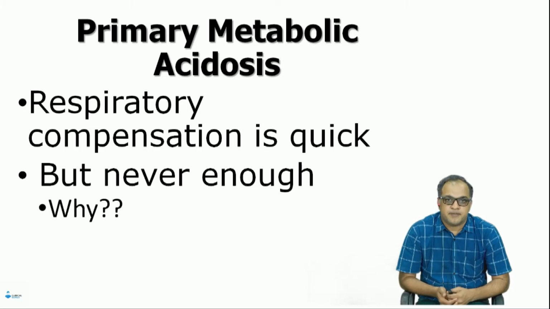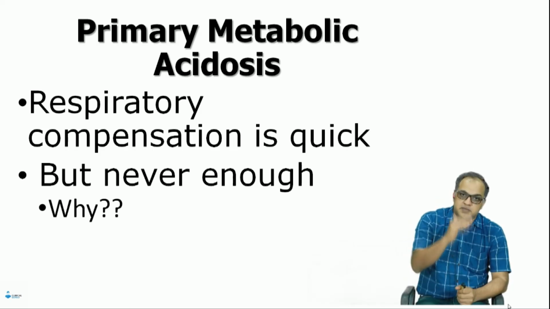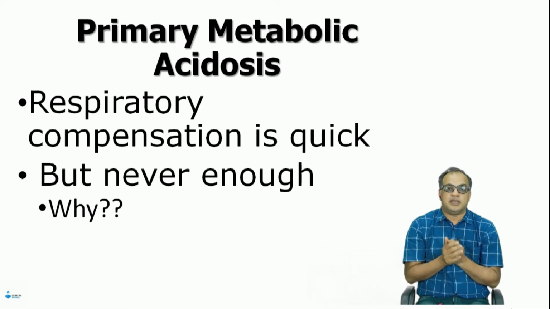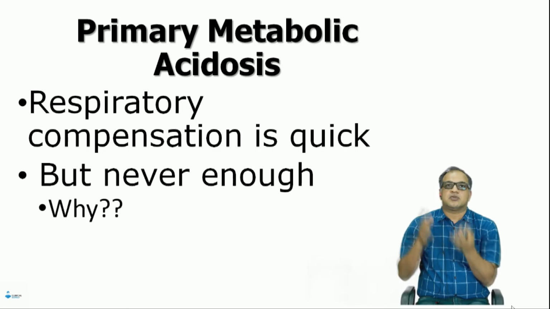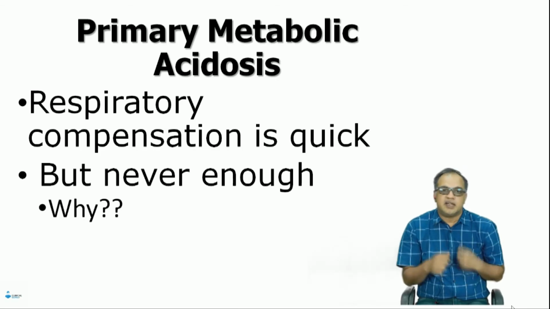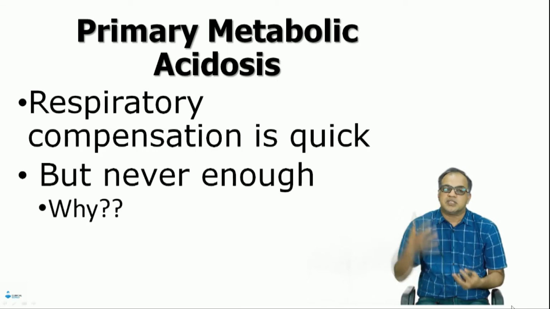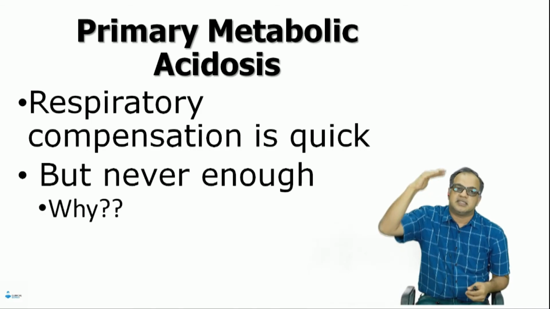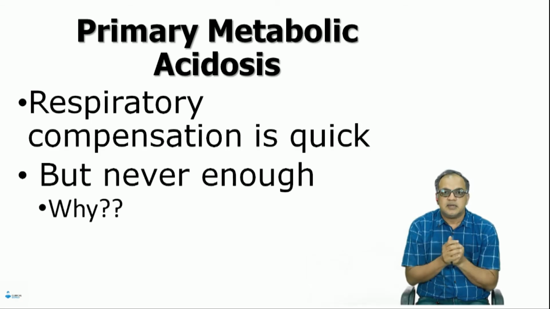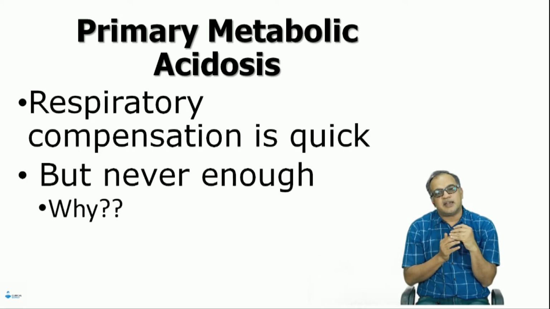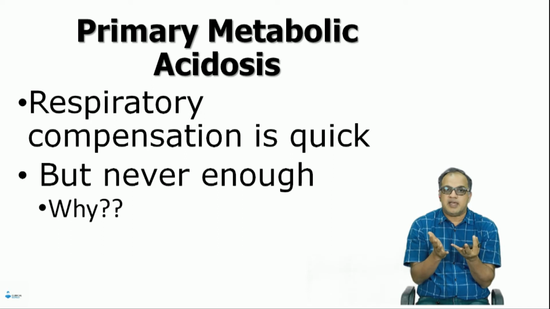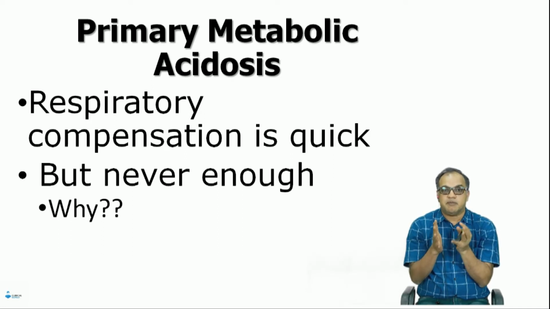How to check it? Before that, in primary metabolic acidosis, respiratory compensation is quick, but never enough. It never fully compensates the pH to normal. Why? Because let's say the pH goes down from 7.4 to 7.2. Now the lungs will start hyperventilating. They will wash off CO2. The CO2 will come down from 40, say 30, say 20. Can you bring down your CO2 to zero? No, you can't. What is the minimum limit a person can hyperventilate? How much CO2 can he wash out from 40? I have read somewhere 10. The minimum possible PCO2 is 10.